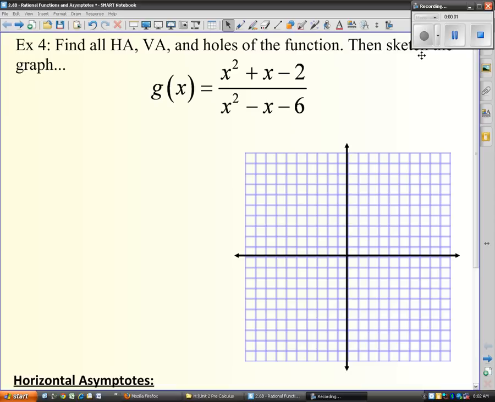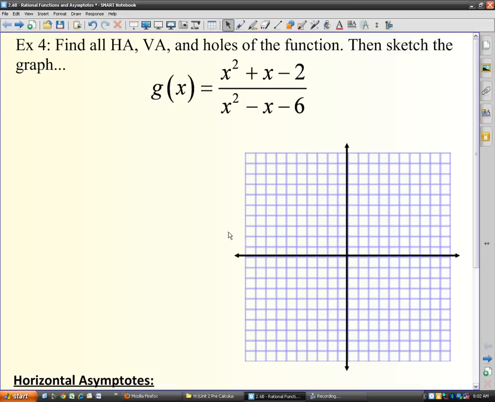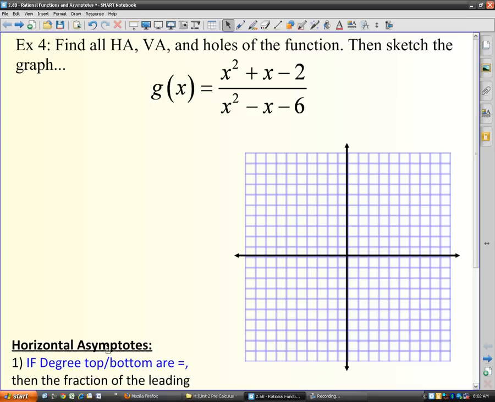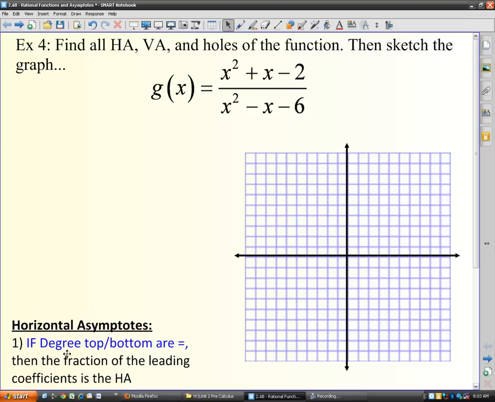Hello and welcome to section 2.6, rational functions and asymptotes. In this section we are going to talk about horizontal asymptotes and all the things that go along with them, and sketch some graphs. The first thing we're going to talk about is horizontal asymptotes, and the first one that we need to know is that if the degree of the top and the bottom, so we're talking about the powers here, the powers are the same, then the fraction of the leading coefficients is the horizontal asymptote.